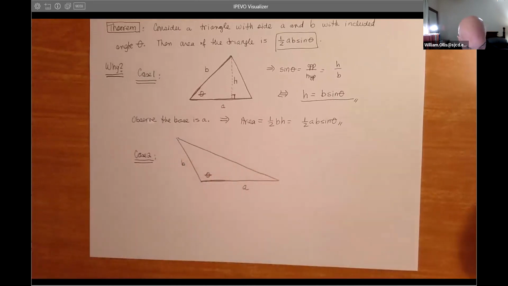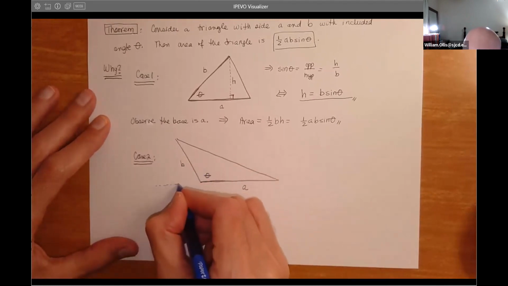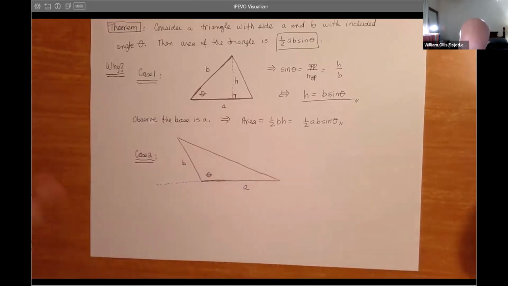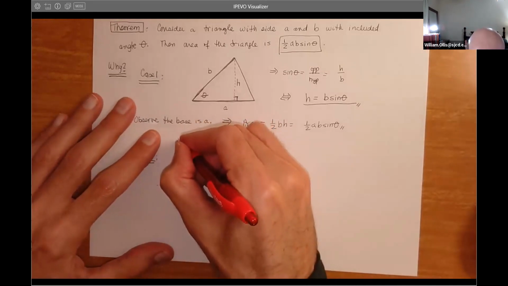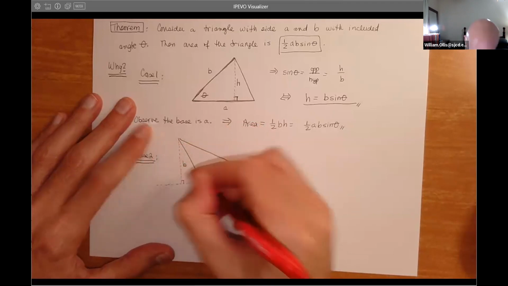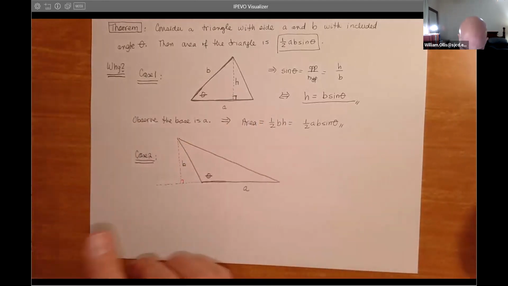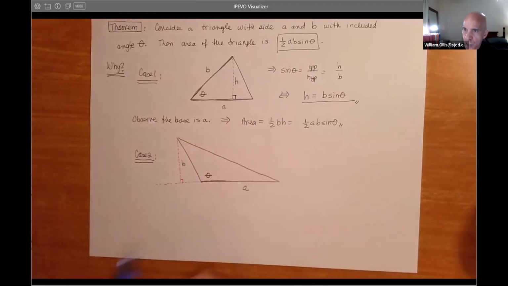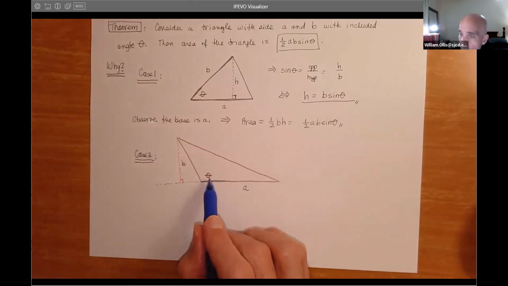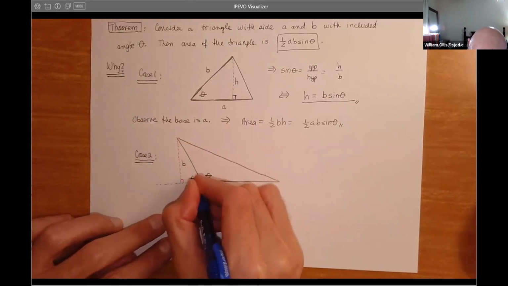Now, in order to make this work, we're going to extend the base here. Do an extension of the base and drop the perpendicular. Okay, so we're going to drop the perpendicular here. Now notice, and this is what I like about this, because this is what we're using from chapter 5. Theta is in the second quadrant. So this angle here is just the reference angle, theta hat.